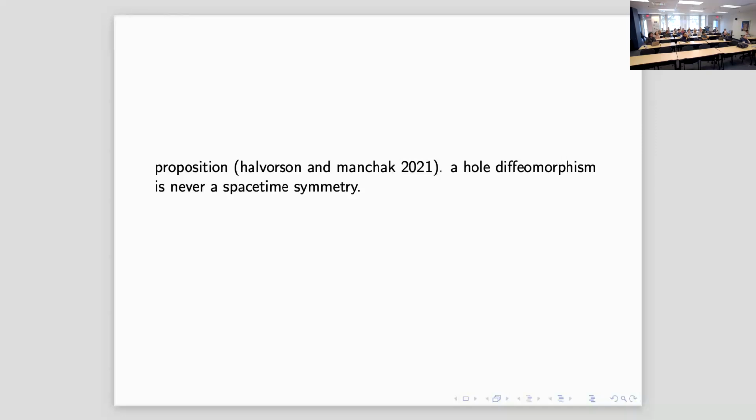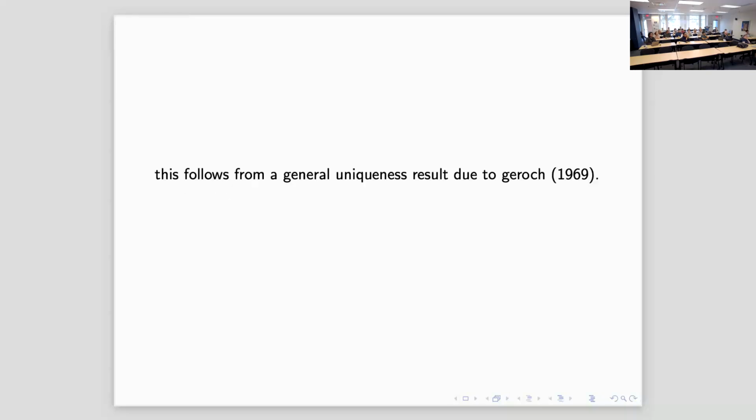So here's a proposition that Hans and I have in our paper. A hole diffeomorphism is never a spacetime symmetry. This follows from a much more general uniqueness result due to Geroch, 1969. This is his limits of spacetime paper.